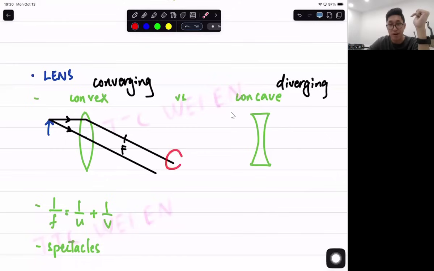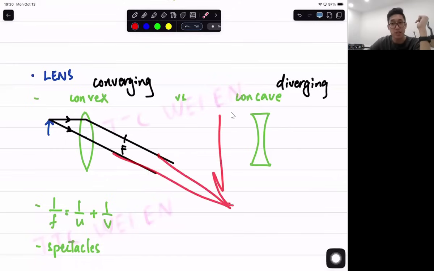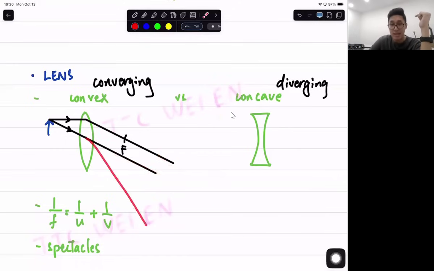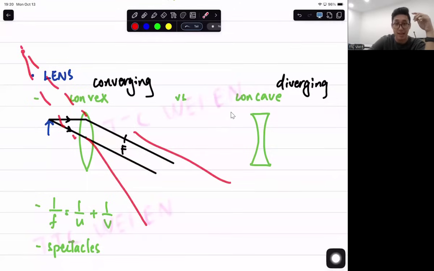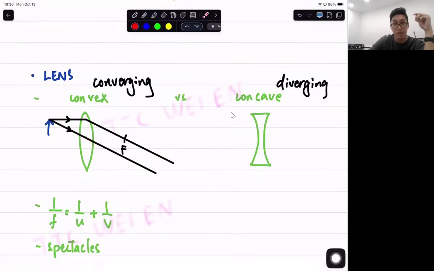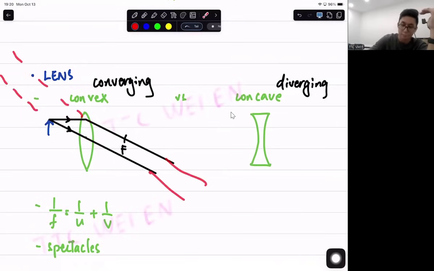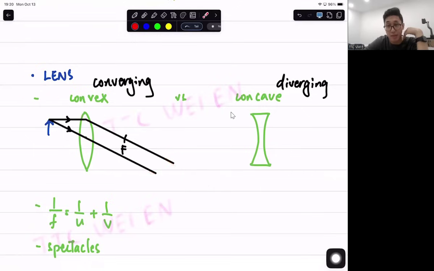And then you try to find the intersection point of the two rays. If they intersect here, then your image is here. If they don't intersect, they become wider and wider, then you have to trace back using dotted lines. Your image is here. If they totally cannot intersect at all, they are parallel, you also trace back, but your image is now at infinity.